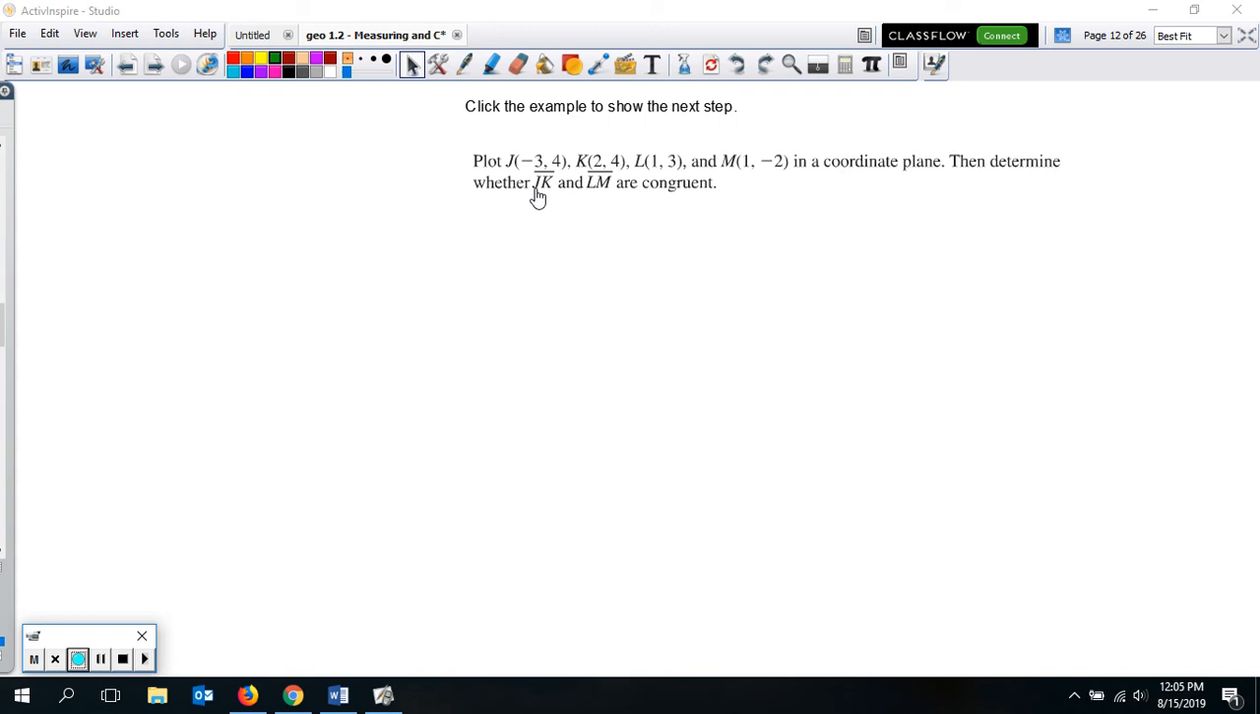So it wants us to connect J and K and make a segment out of that, and L and M and make a segment out of that. And it wants us to determine whether they're congruent. So we need to figure out, are their lengths equal? If the lengths are equal, then we know they're congruent.